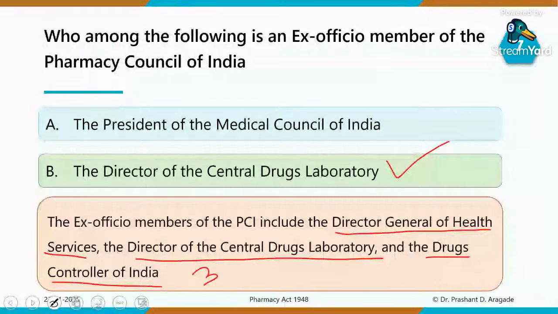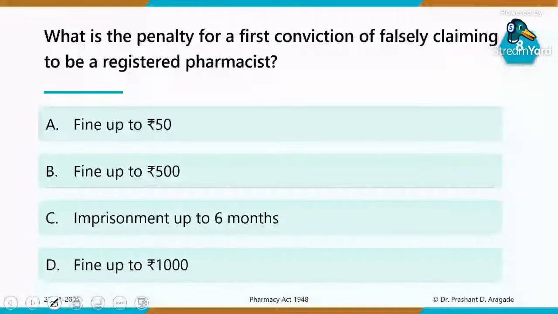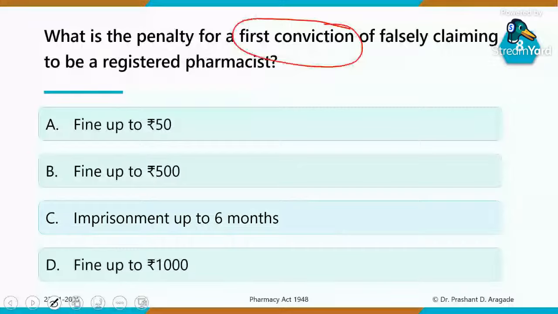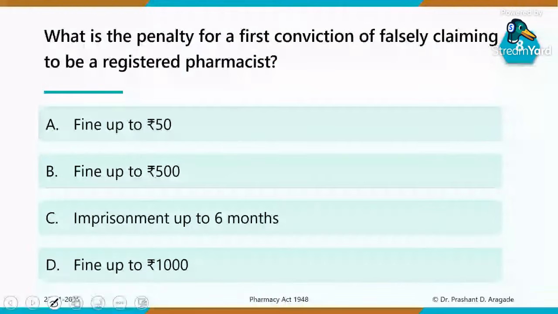Now this is a question from the offences and penalties. What is the penalty for the first conviction of falsely claiming to be a registered pharmacist? Whether it is a fine up to rupees 50, a fine up to rupees 500, imprisonment up to 6 months, or a fine up to 1000 rupees. Which one is the correct penalty for the first conviction of falsely claiming to be a registered pharmacist?